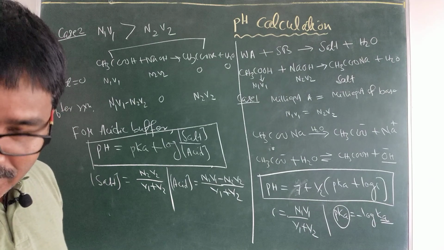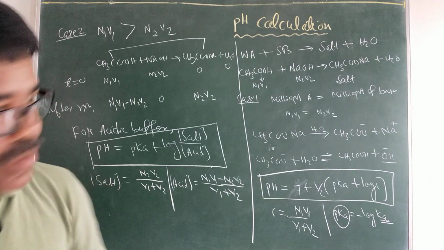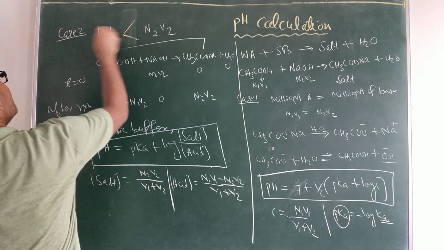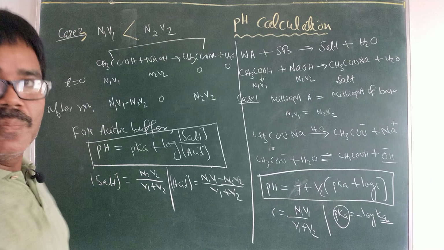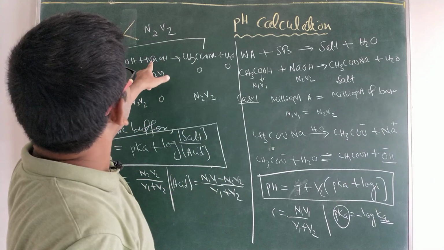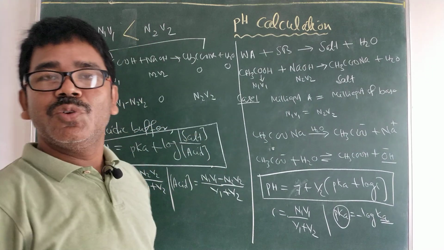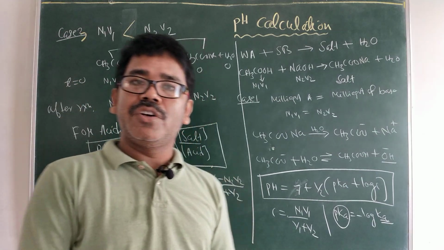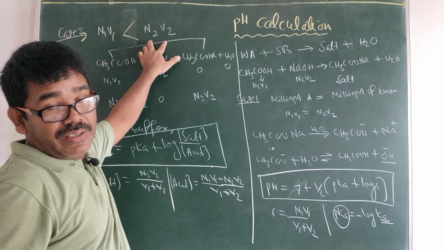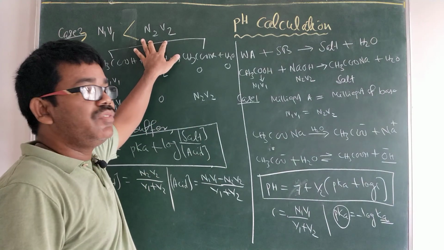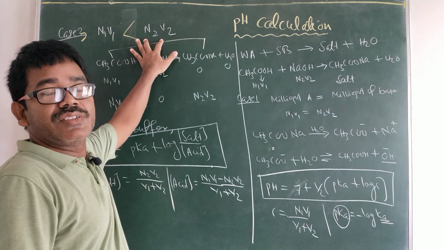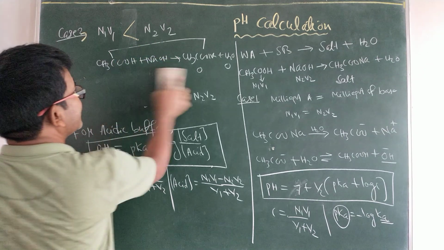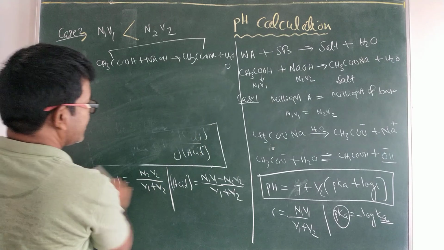Case third. What is the case? Can you guess? Third case is this. The milli equivalent of the strong base is greater than the milli equivalent of the weak acid. In that case, the resulting solution will be basic, because the strong part is in excess. Therefore, this will decide the nature of the solution. Third case, it is very simple.